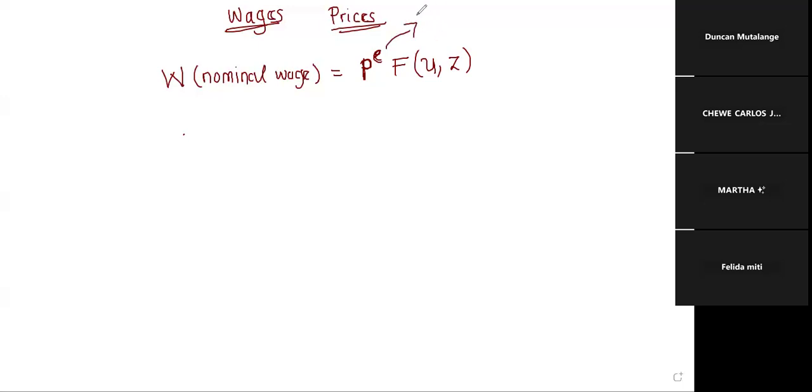All right. And the normal thing to happen is that if you're expecting prices to go up, then trade unions will begin to bargain for higher wages. Why? Because you know tomorrow prices are going to be high, so you'd love your wages to also be high. So this one has a positive relationship with nominal wages, meaning the higher the expected price, the nominal wage is likely to increase. So this P^e stands for expected price. Then F(u, z) simply stands for the function of unemployment, and z stands for institutional factors.